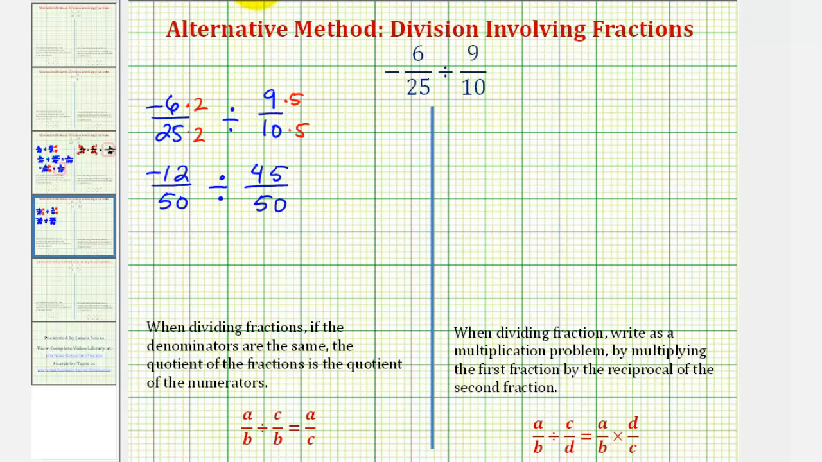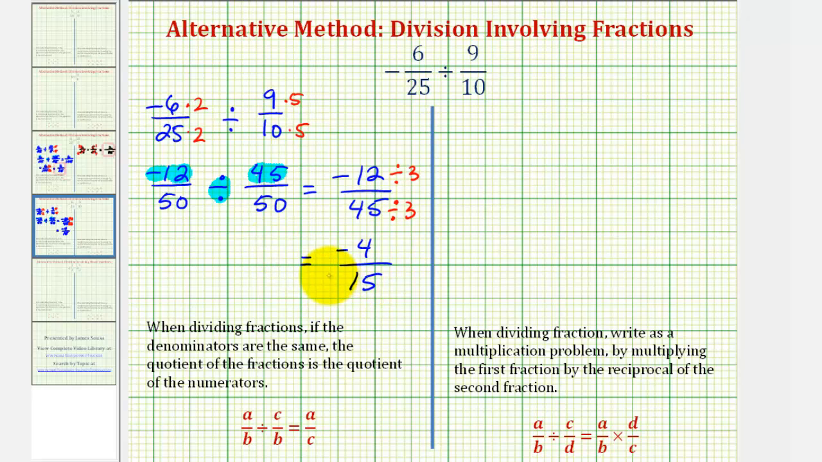And again, now because our denominators are the same, we can find this quotient by determining the quotient of the numerators, which should be negative 12 divided by 45. And we can write the quotient in fraction form as negative 12 over 45. But this does simplify because 12 and 45 do share a common factor of 3. So now we'll divide the numerator and denominator by 3 to simplify our quotient. So we would have negative 4/15.